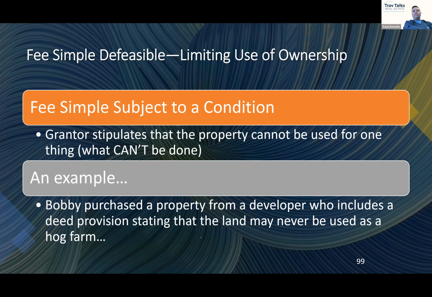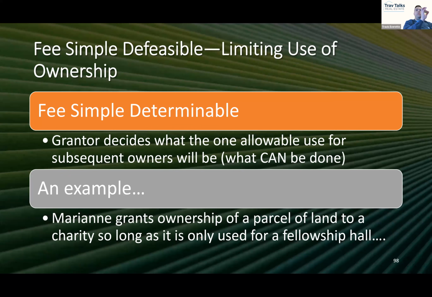It doesn't have to be listed on the deed. The things you can't do are the things listed on the deed. So this is basically a list of don't do this, don't do this, don't do this. Whereas that's fee simple subject to a condition. Fee simple determinable is the grantor has given you a list of the things that can be done with the property. And that's where the difference comes in. The grantor in one case is telling you what can be done with the property. And in the other, the grantor is telling you what cannot be done with the property.